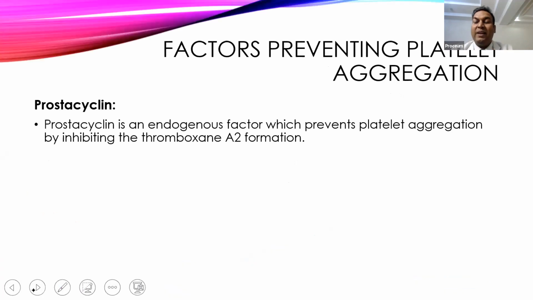So, the factors which prevent aggregation. The first factor is prostacyclin. This is a factor synthesized by the endothelium, also called an endogenous factor, and it prevents platelet aggregation by preventing thromboxane A2 formation.